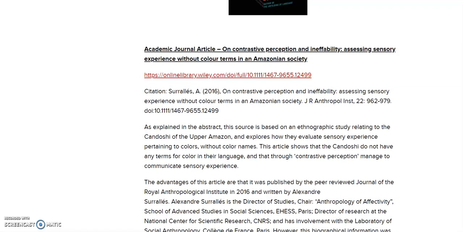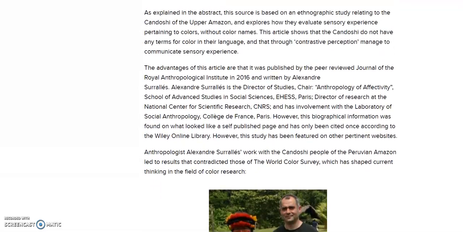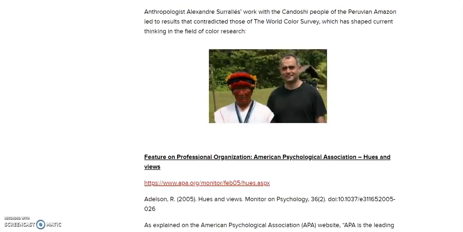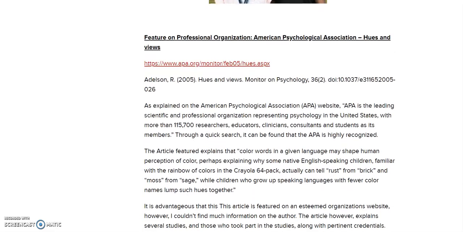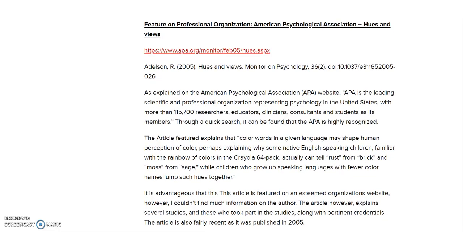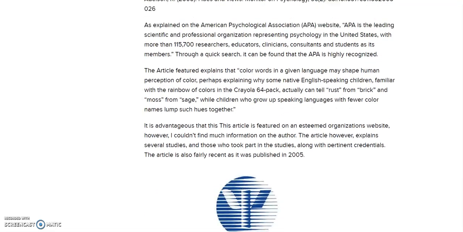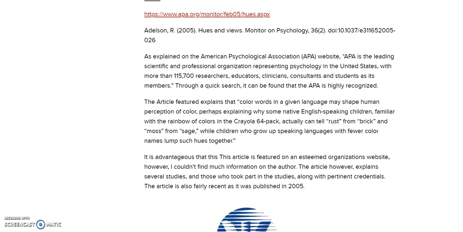Next, I have an article focusing on an anthropologic ethnographic study that explores a group that does not have color words for sensory experiences of color, and how they communicate those experiences without using color words. And finally, I have an organization, the American Psychological Association, in an article called Hues and Views, again focusing on how hues can be lumped together depending on the word and the language, while specific shades within a hue can be differentiated from language and specific words for those shades.